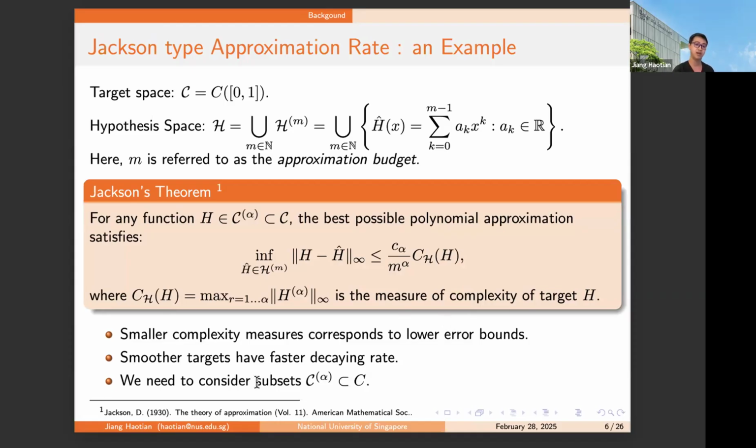And here we also note that we are considering a subset, which is differentiable functions. The reason is that for all the continuous functions, we cannot have an approximation rate. We must have some regular subspace in order to develop the approximation rate. Okay.